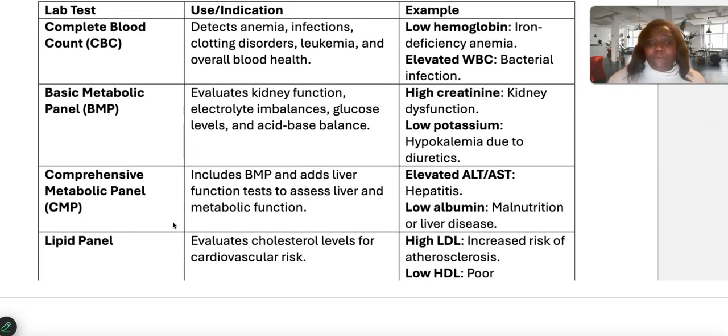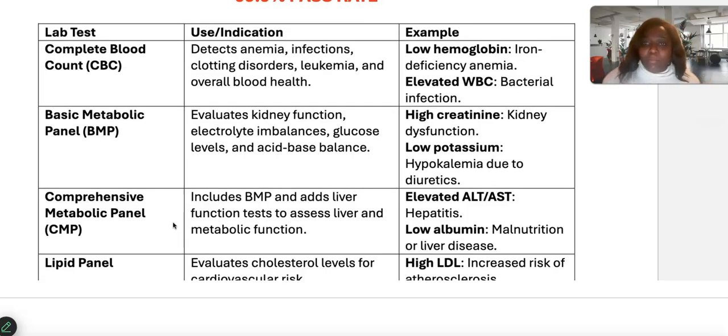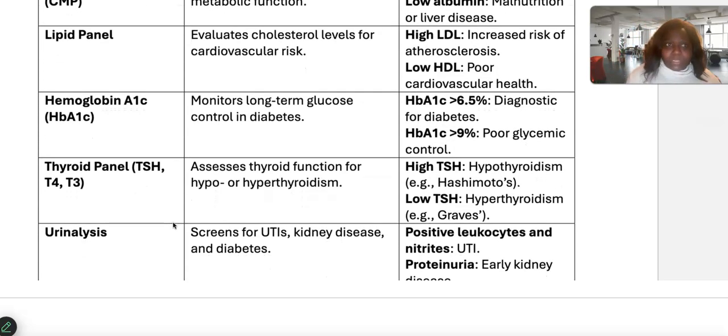Underneath the BMP, we have potassium and creatinine. We have more than that. It's not all inclusive, but just start with two things at a time. Under the CBC, we have what? Hemoglobin and WBC, and of course, a lot more.